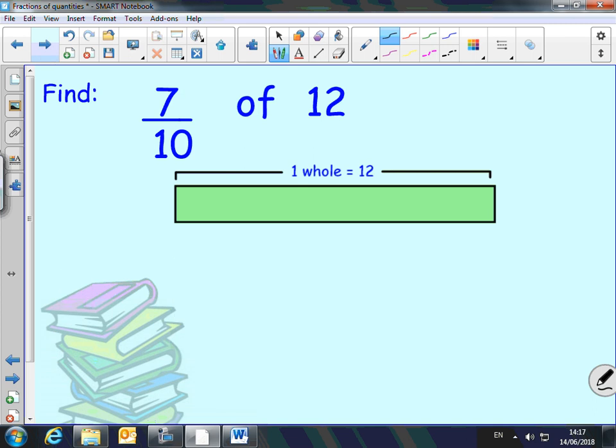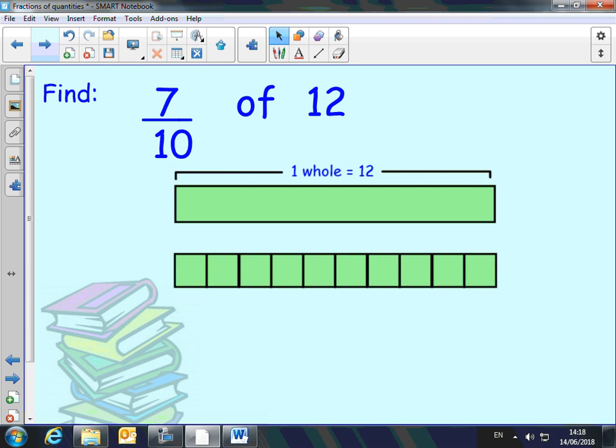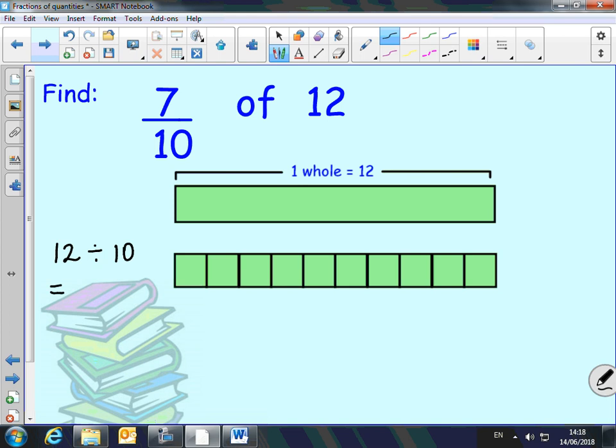And our final example, find 7/10 of 12. So again, we've got one whole bar, and that represents 12. We're going to then split that up into 10 equal parts, and we need to work out what each part is worth. So we take the 12, and we're going to find 1/10 of 12, which is the same as dividing by 10. So remember, when we divide by 10, we move everything one place to the right. So 12 divided by 10 is equal to 1.2. So each of these boxes represents 1.2.